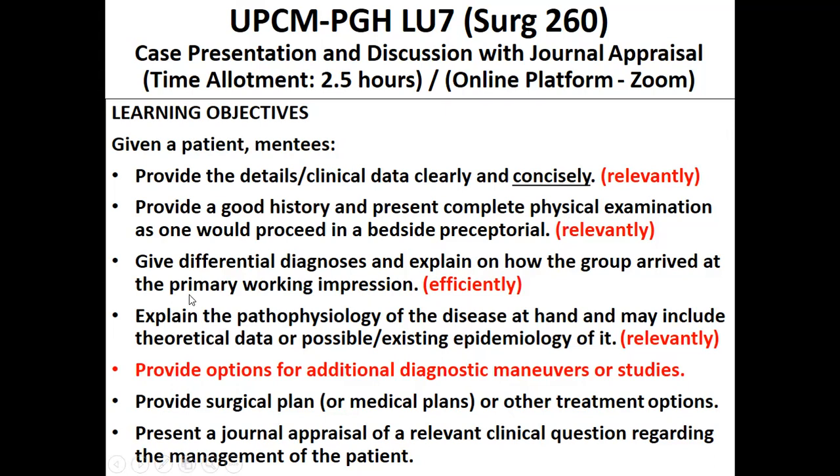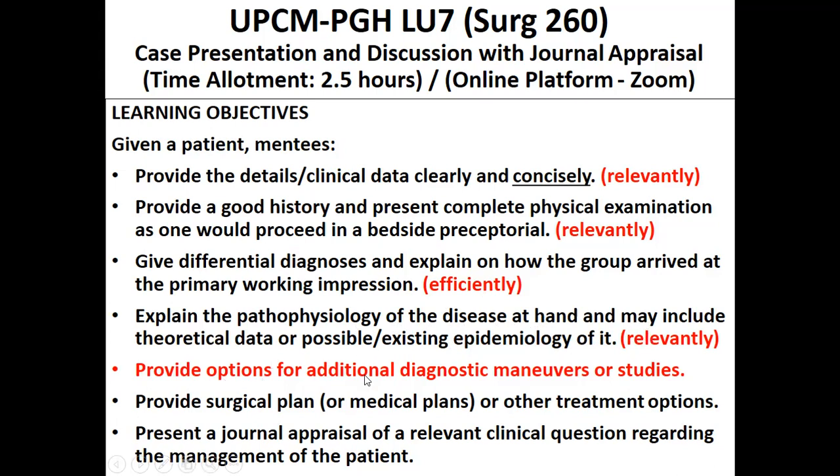And then number 3, give the differential diagnosis and explain how the group arrived at the primary working diagnosis. So when you say primary, it's the first one. Secondary is the second one. So you don't have to give a list of 10 differential diagnoses. So that goes for efficiency. Then explain the pathophysiology of the disease at hand and may include theoretical data or possible existing epidemiology of it, so a relevant discussion on that.